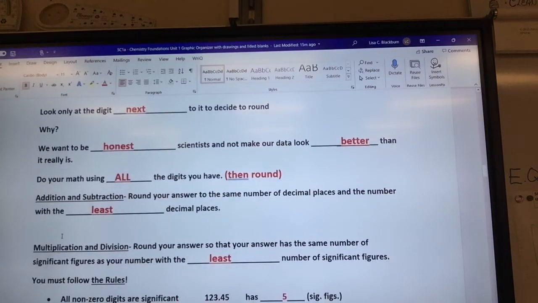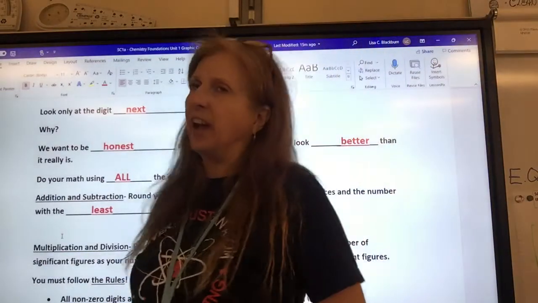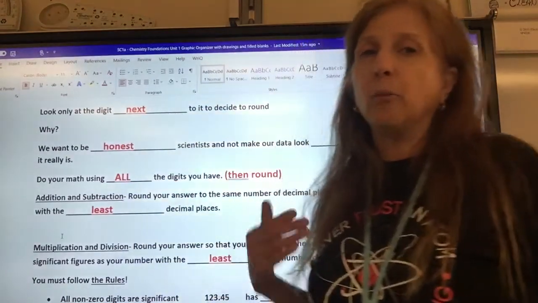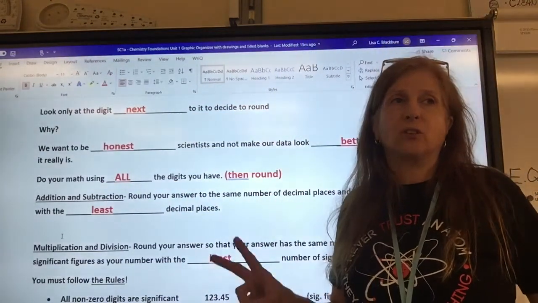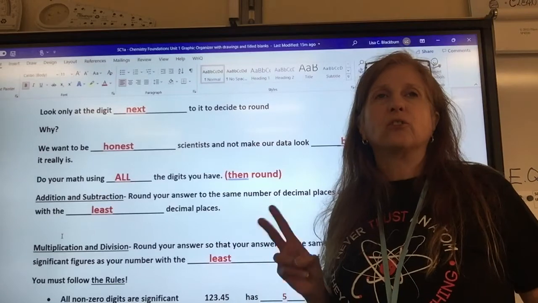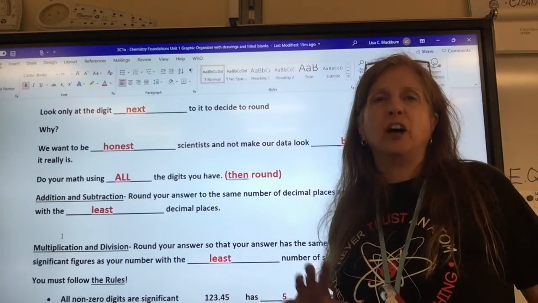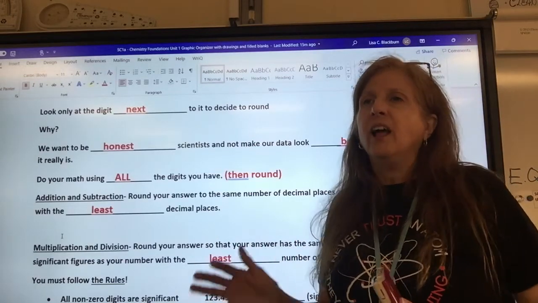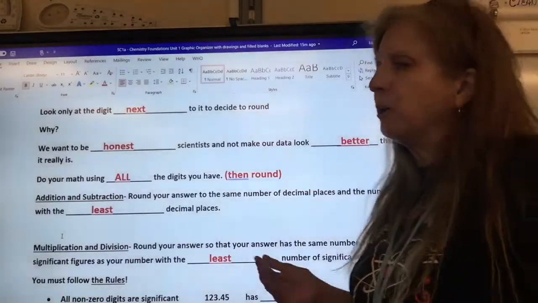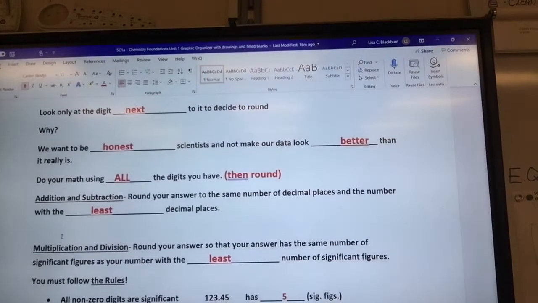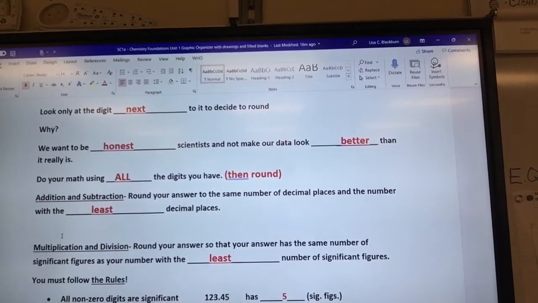The next rule is you only look at the digit next to it to decide to round or not. And there are people, especially if you were private schooled or homeschooled, that have learned this wrong. There's a curriculum called ABECA, I don't know if you've ever heard of it, that teaches this wrong. The way ABECA teaches it is if you have a great big number, I'm going to write one over here, 7.2576128. Okay, great big number.